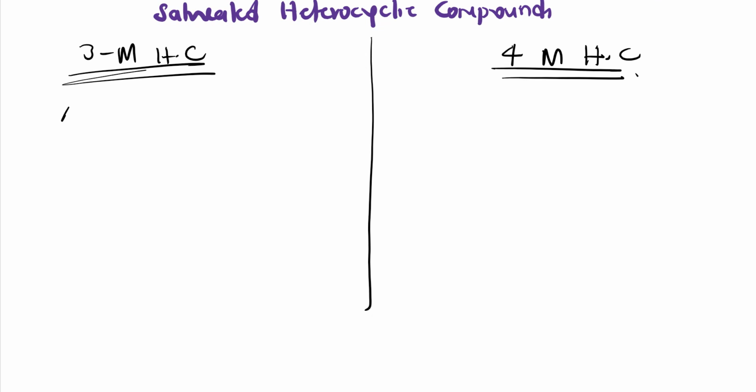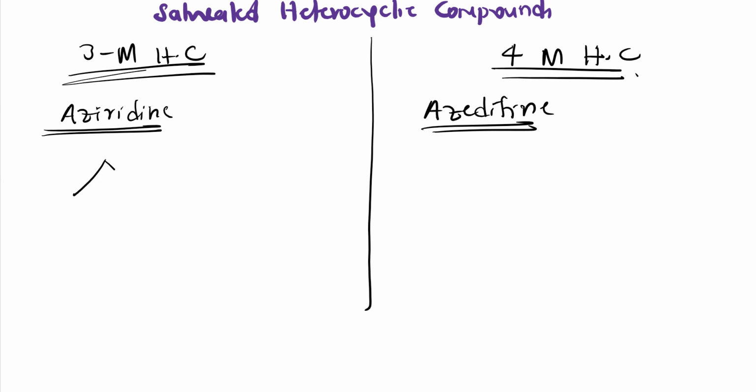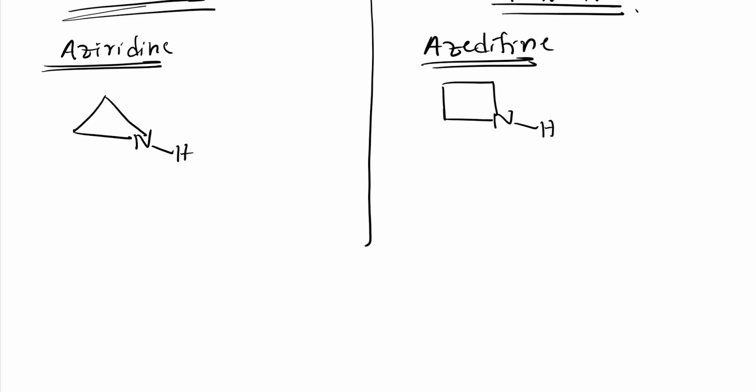First, I will start with aziridine. It is a three-membered heterocyclic compound containing nitrogen, whereas the four-membered one is called azetidine. The difference is here: one has three members containing nitrogen, and the other has four members containing nitrogen. Because of the angle strain, angle strain will be more because it is three-membered. Here there is less angle strain.